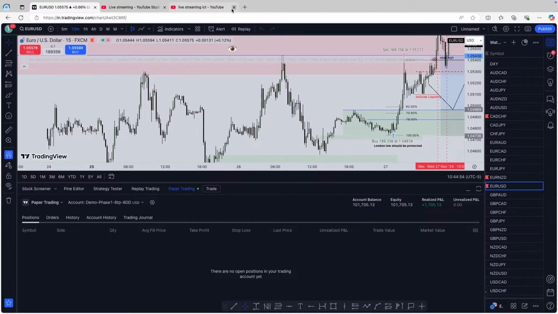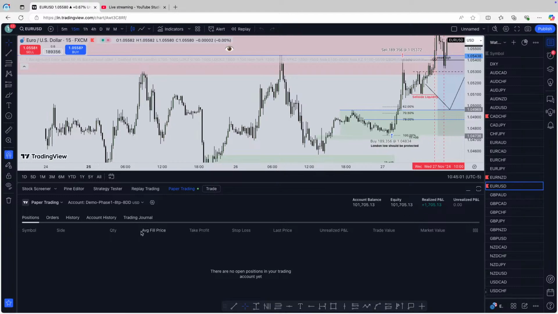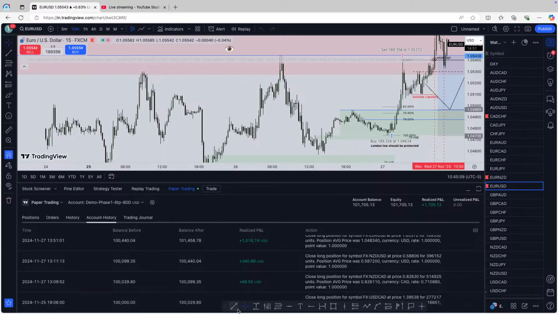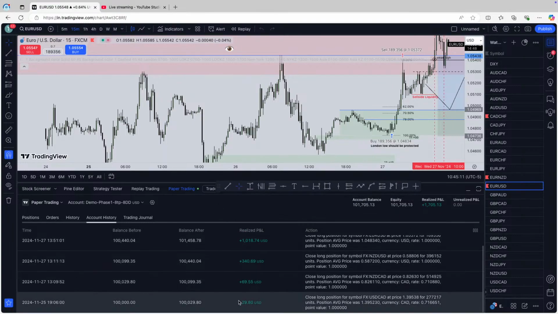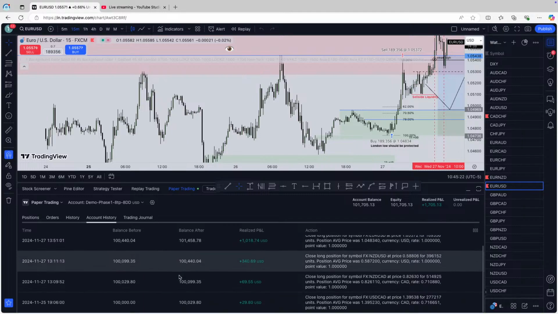What I wanted to inform was this is the current balance which we have right now, which is 101,705.13, which we did through 4 or 5 trades. This was the trade which we took, but we cancelled it. Or you can see this on that particular day's stream, 25th of November 2024. These were the trades which I took today.